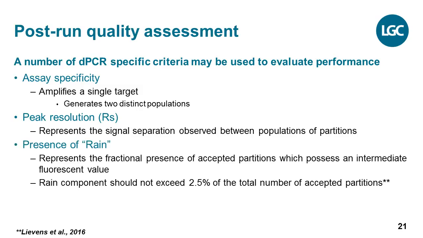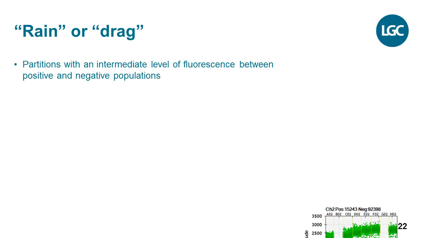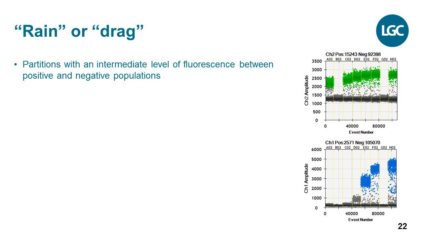Finally, the fraction of partitions which possess intermediate fluorescent value, otherwise known as RAIN, should be checked to confirm it does not exceed 2.5% of the total number of partitions accepted for analysis. RAIN, or drag, is the term applied to partitions that exhibit an intermediate level of fluorescence that falls between that for the positive and negative populations. Examples of RAIN are shown in the figures on the slide.